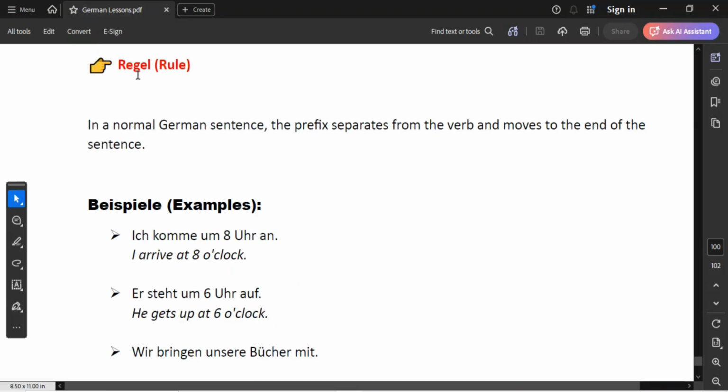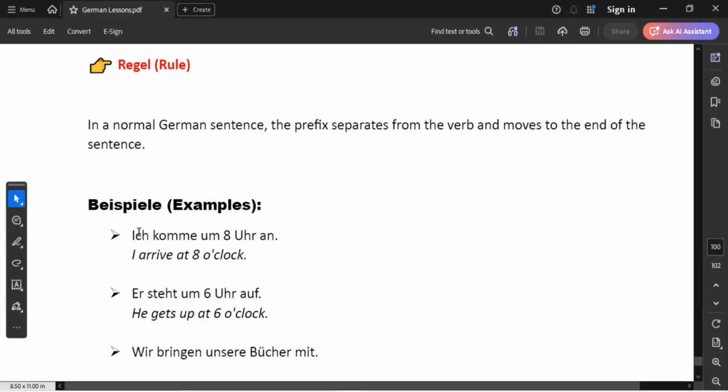Now I want us to go ahead and look at the Regel when using the Trennbare Verben in a sentence. I'll start by saying that in a normal German sentence, the prefix separates from the verb and moves to the end of the sentence. This means that when you separate the prefix from the main verb, the prefix goes am Ende. I'm going to use these examples to explain that rule.